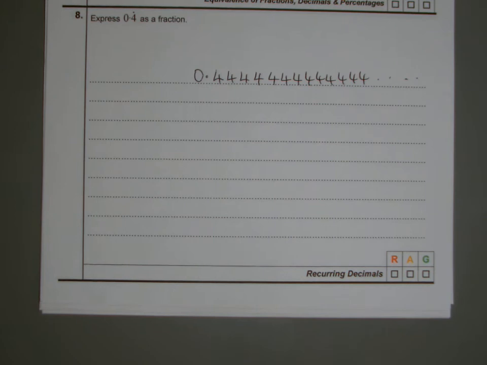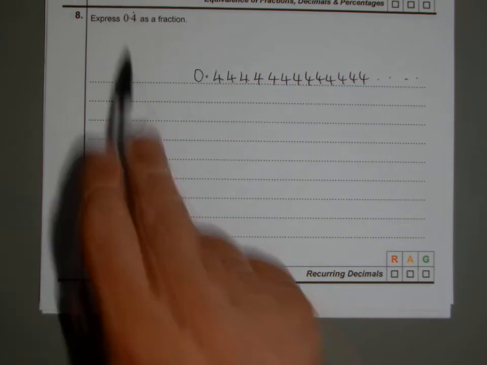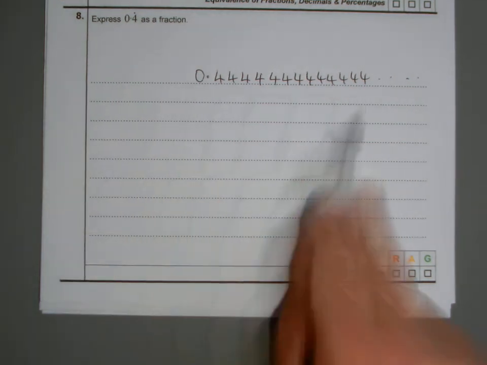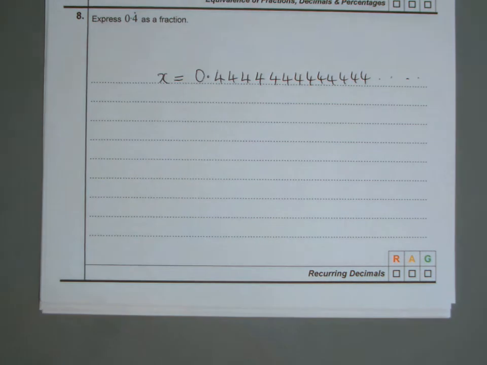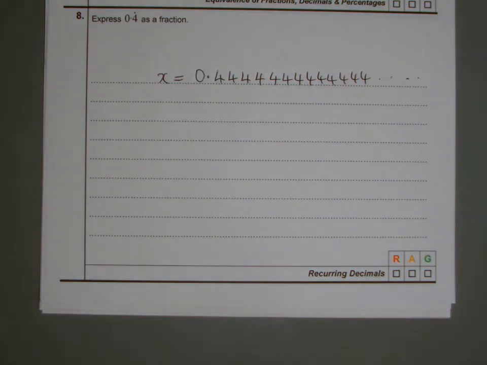So to write this as a fraction, we use a little bit of algebra. There's my recurring decimal here. I'm going to call it x. Let's use a bit of algebra, because it really does help if you do it this way. So let's just call it x.